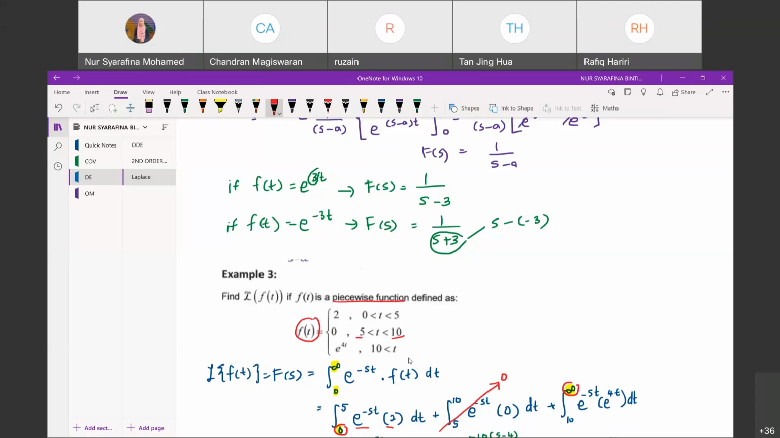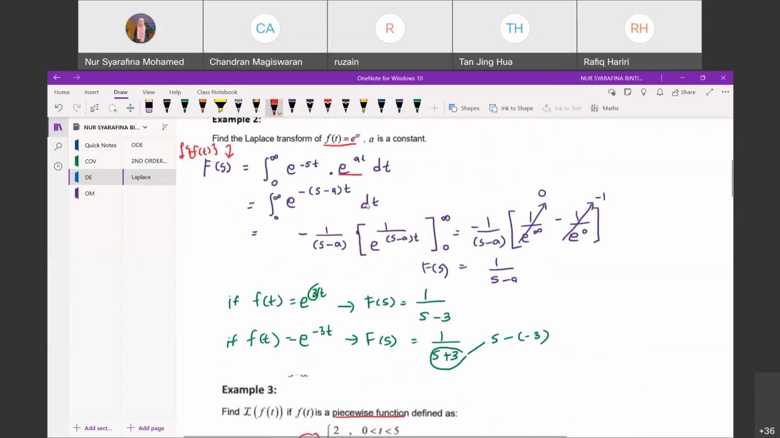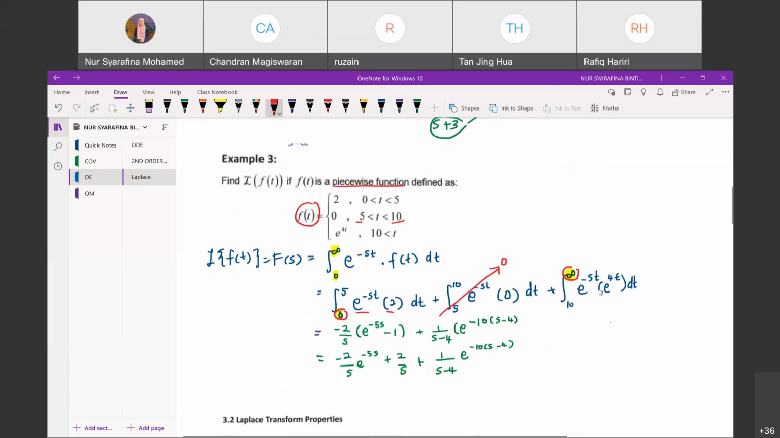All right. So now integrating this will give you minus 2 over 5 e^(-5s) minus 1, because of the 0 there. And then this one is 0. This one is the same as the previous one in how you integrate, but with different limits here. Try to get the answer here. If you have a problem, please ask.